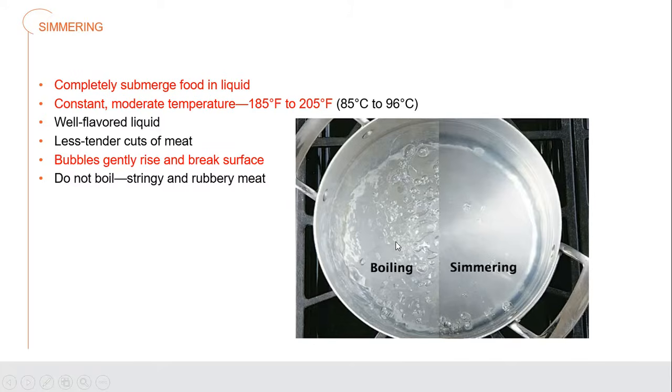You can use less tender cuts of meat when you are simmering, because this can actually slowly and gently break down the meat to make it more tender. We're never boiling, because you can make that meat stringy and rubbery. It actually will draw out more of the oils and the fats that are in that meat, leaving it drier.